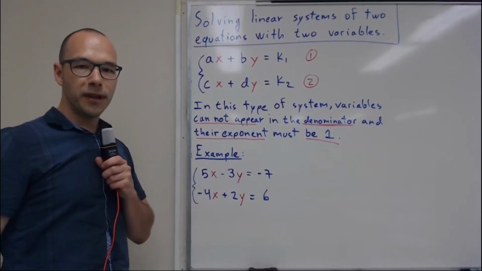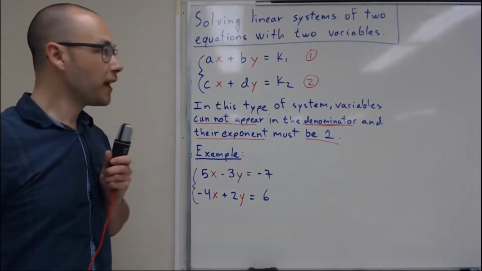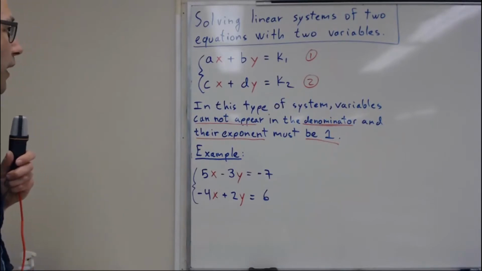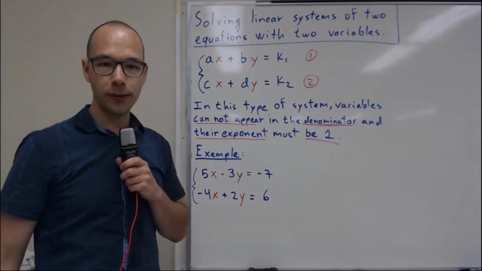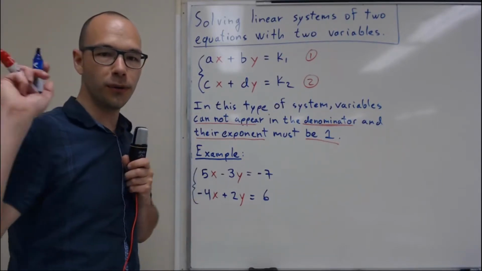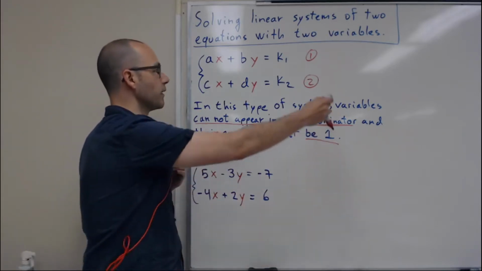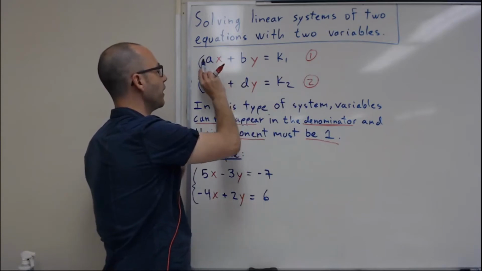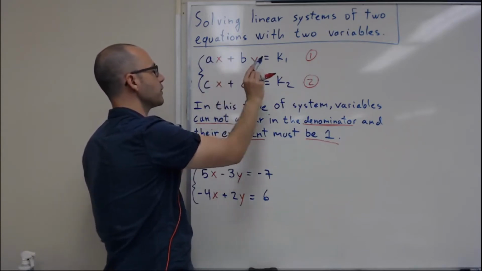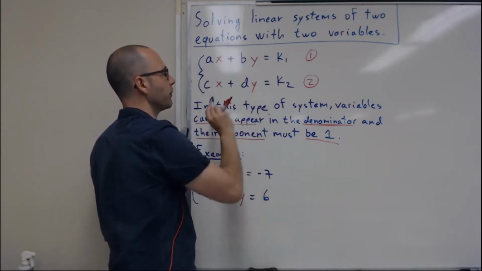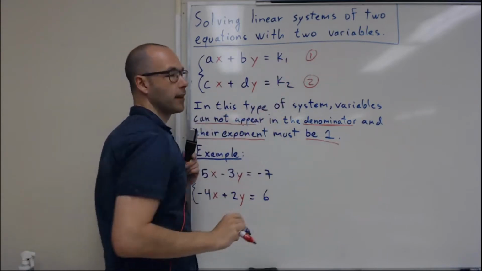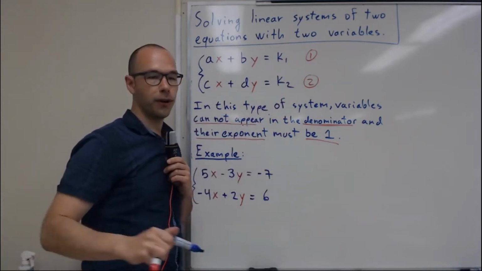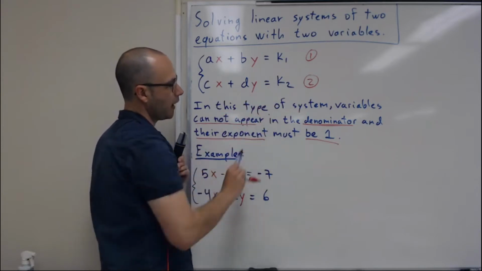Okay, now we're going to be looking at solving linear systems of two equations with two variables. So your system should look like this. You have equation number 1, equation number 2. In equation number 1, you have a constant multiplied by x plus another constant multiplied by y. All of that is equal to a constant number. And you have the same thing at the bottom.